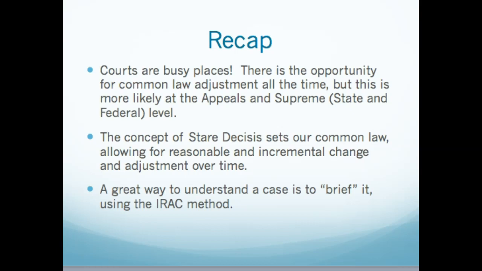The concept of stare decisis really sets our common law. It allows for reasonable and incremental change, but it doesn't allow for it to go without some sense of order. If something has been decided by a higher court, the lower court will yield to it, right? The decision has already been made, and we yield to those decisions.